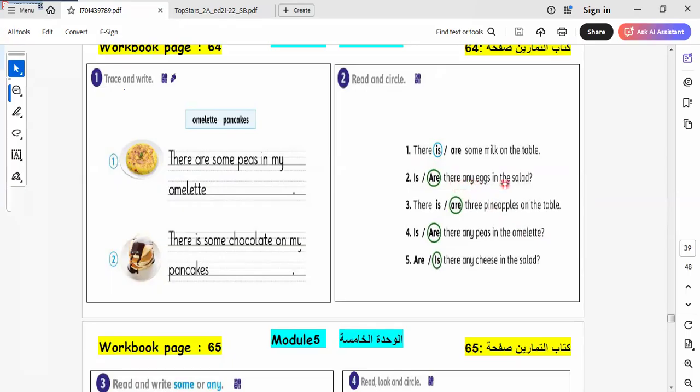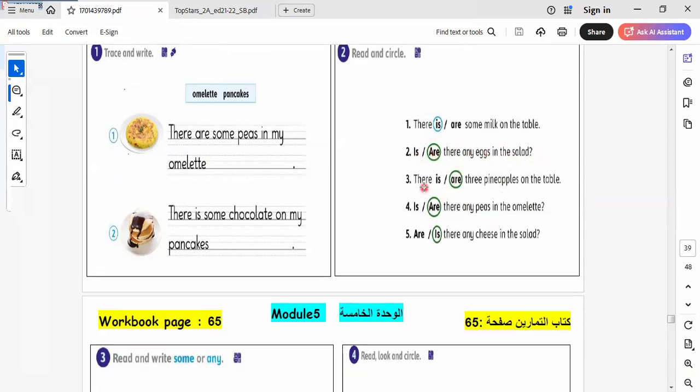There any some eggs in the salad. So here eggs is plural. We say are, not is. Another sentence here. There is or are 3 pineapples on the table. It will be are. Why? Because pineapples here is plural. So I put are. Let's go to another one. There any peas here. Peas is plural. So I put are.